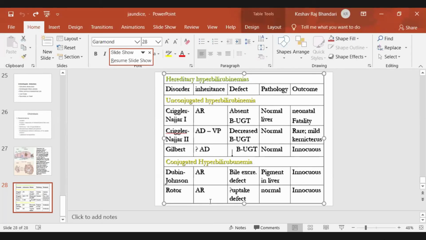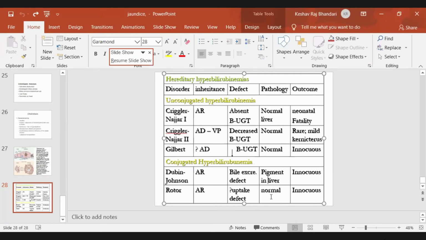Both are autosomal recessive. Then there is a defect in bile excretion from the hepatocyte to the bile ductules. In Rotor, it is an uptake defect. And Dubin-Johnson syndrome produces a black liver. If you do a biopsy, the liver will be black, but it is not because of bilirubin. They say it is a melanin-like pigment. What is the nature of that, how it is produced, we don't know. So these are all excretory defects. So no bile is excreted in the ductules. This is also innocuous, and this also innocuous.